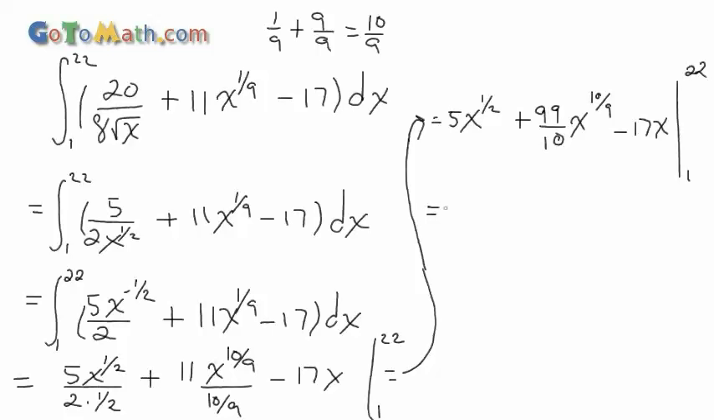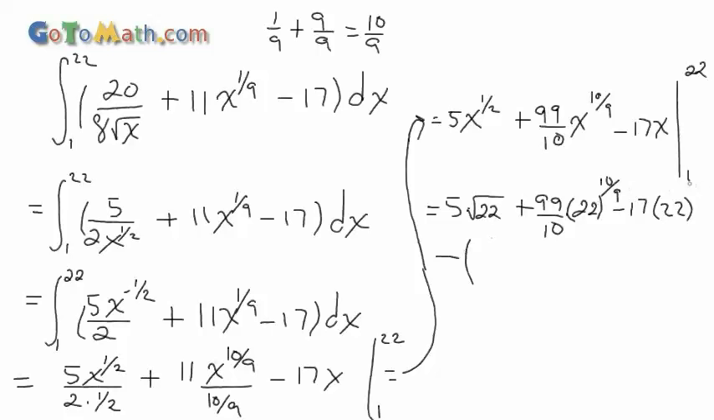Isn't that a lovely 22? So now we go ahead and plug it in. So we got 5, and you can actually say the square root of 22 here. I'm going to do that. Square root of 22. 99 over 10, and I think I'll just write 22 to the 10 ninths instead of 9 roots of 10. Minus 17 times 22. Now remember, this is minus. We'll have to continue this down on this line.